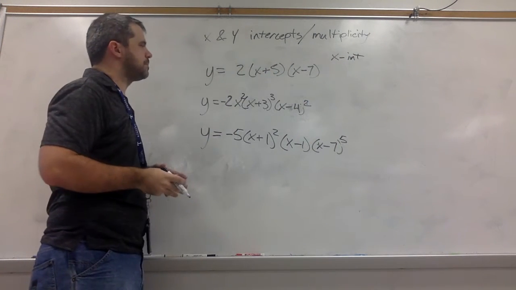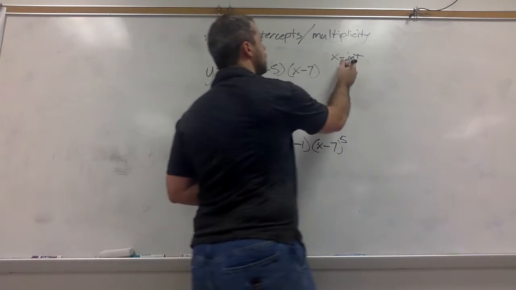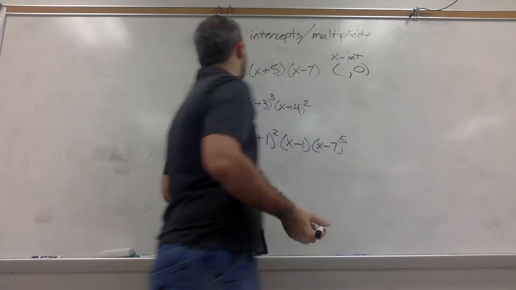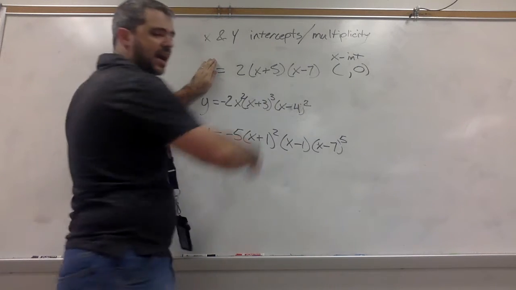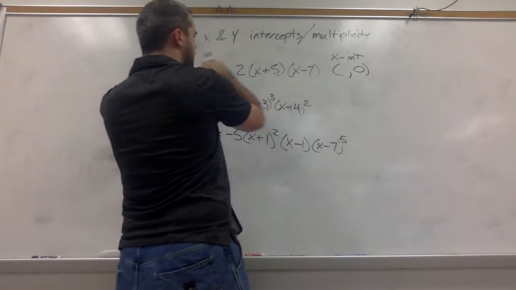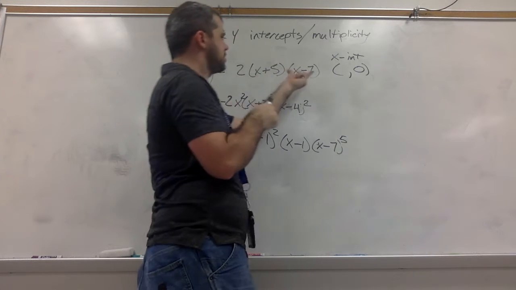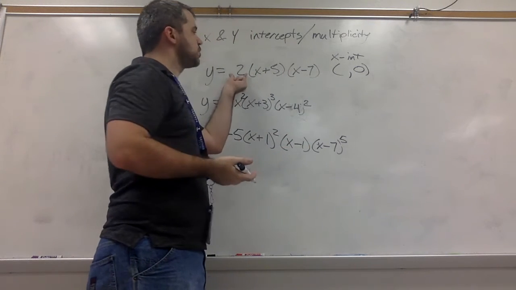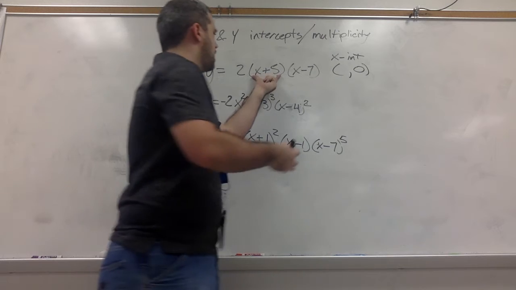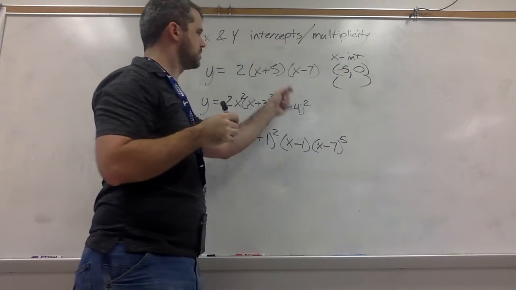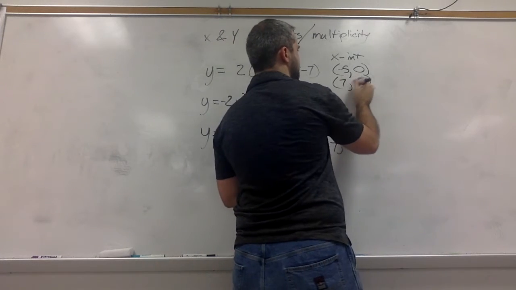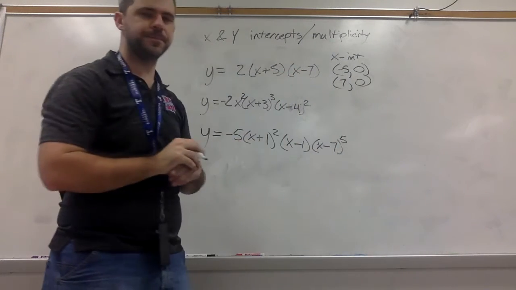Well, the x-intercepts are where y equals 0. So I set this equal to 0, but it's already factored. So these multiply to 0, so these factors have to equal 0. Well, this one will never equal 0. This would be -5 to make this equal 0. This would be +7 to make this equal 0.